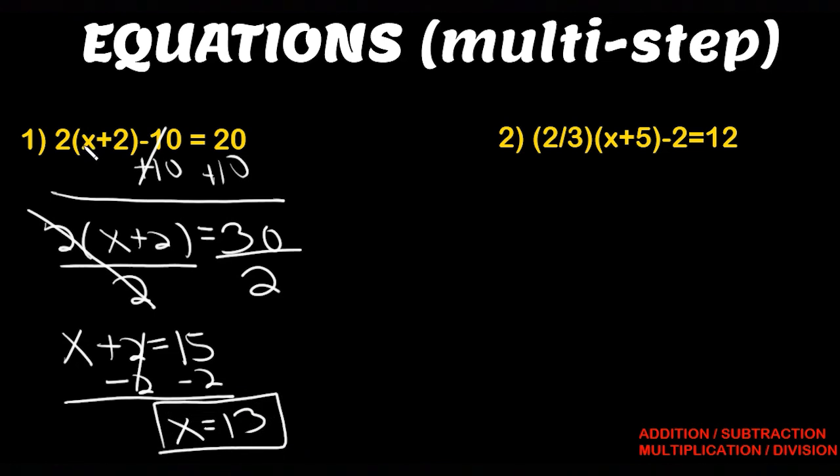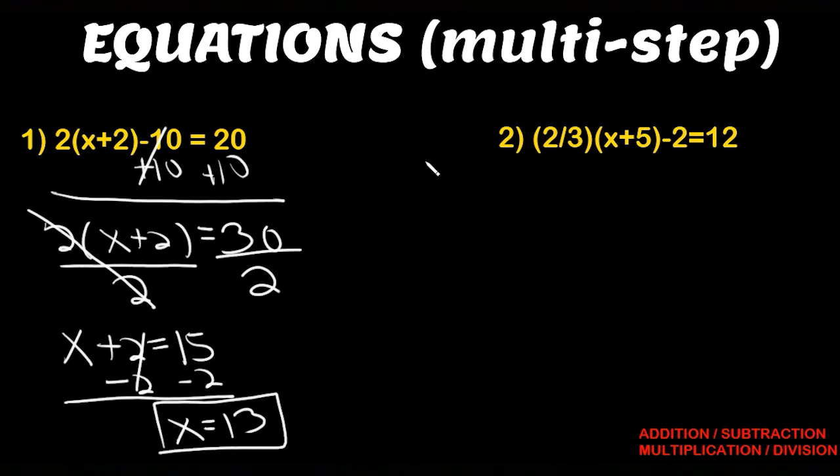I get 13 plus 2, that gives me 15. And then 15 times 2 will give me 30. And then minus 10, I get 20. That does check out. So we did it correct, okay? So if this did not check out, you'd have to go back and resolve the equation and check your work, okay? But we're good there.